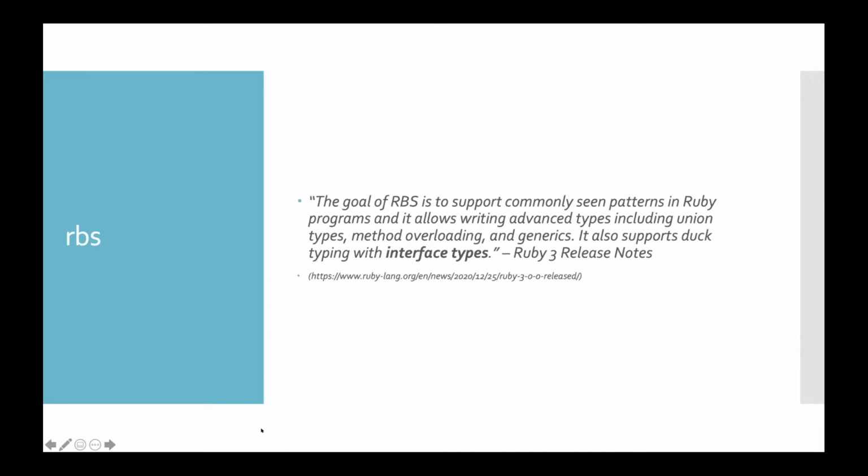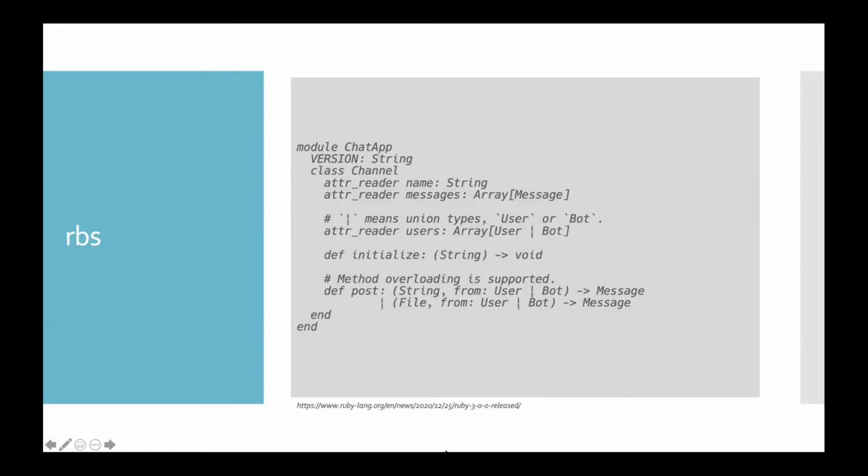The goal of RBS, according to the release notes, I trust you can read. And as you'll see here, this is essentially what the syntax for RBS looks like. If you're familiar at all with Java, it has kind of a Java-y feel, so I apologize if there's any PTSD going on. As you can see up here with the attr_readers, you tell RBS what type is specific to the attribute.